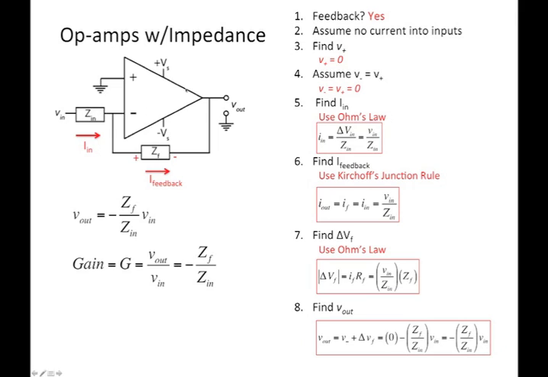So feedback, yes. V plus, can we calculate? Yes. That's going to equal V minus. There's going to be no input currents into the inputs. And so we can find I_in. Then we can find the feedback resistor. So then we can find V out. So you can go through all the steps that we've done.